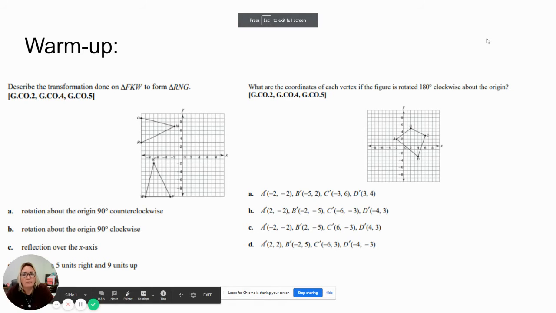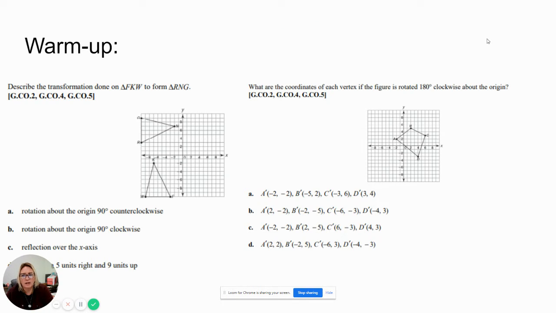We're going to start off by doing a warm up to just practice the skills that we have been working on. So go ahead and find your answers to these first two problems, and then we'll get started on our new unit.